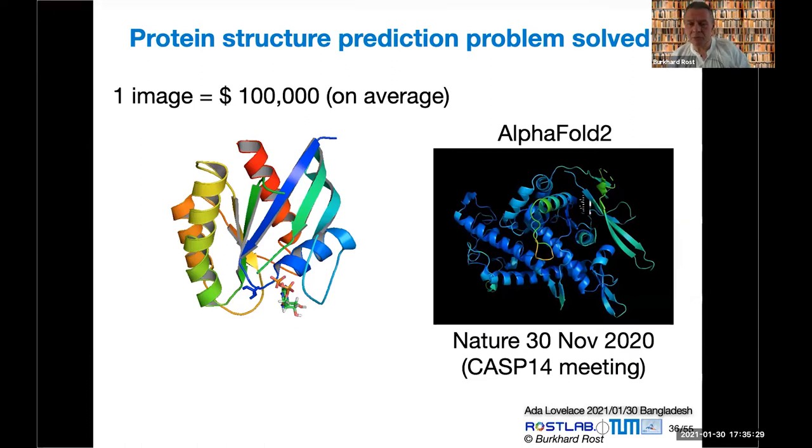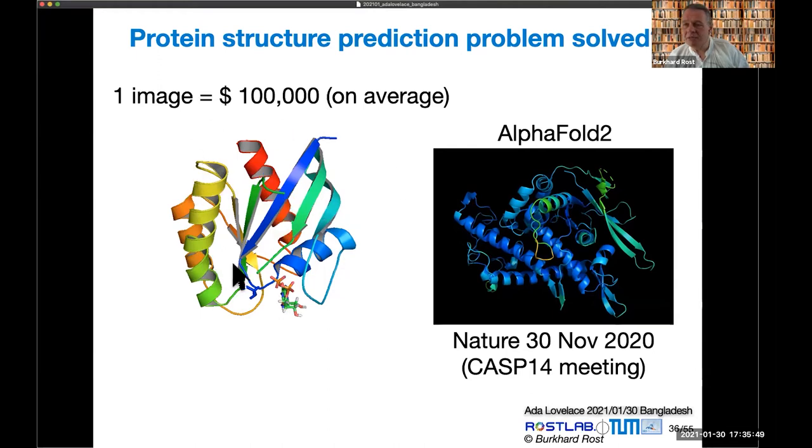or let's say 6 weeks ago, is AlphaFold 2, also out of DeepMind. It's the first time in history that an algorithm can predict protein structure for many proteins at levels that are very, very good. So creating that kind of image experimentally, I showed you many of these images, making one of those essentially costs $100,000.